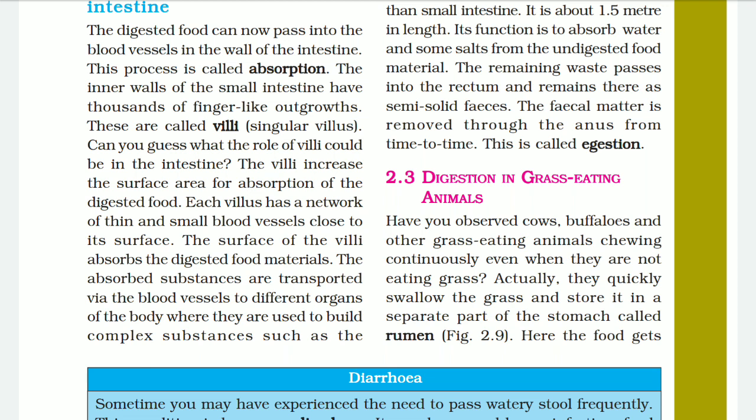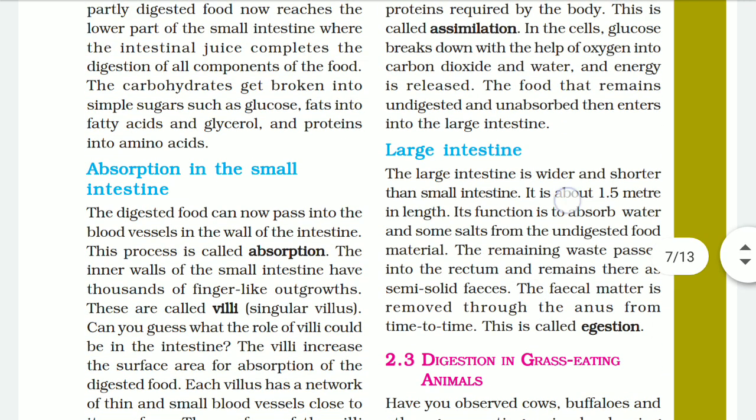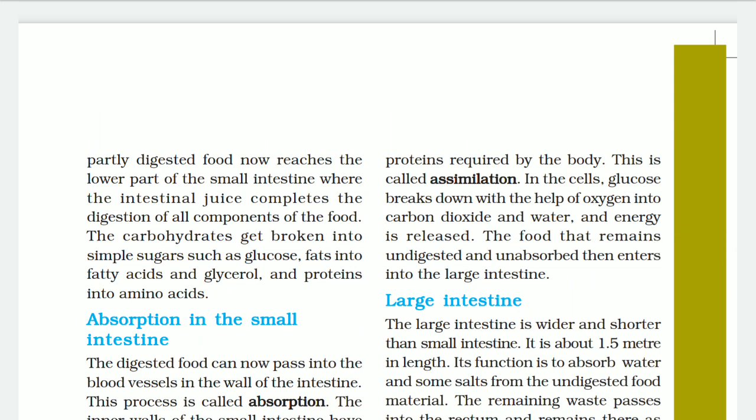transported via the blood vessels to the different organs of the body, where they are used to build complex substances such as the proteins required by the body. And this is called assimilation. So you must remember the different processes and their names. In the cell, glucose breaks down with the help of oxygen into carbon dioxide and water, and energy is released.